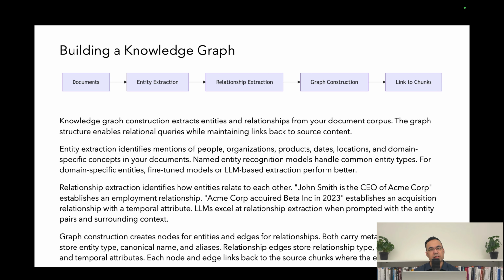Now, deduplication is pretty important as well. The same entity may appear with different names across documents. For example, John Smith, J. Smith, the CEO might all refer to the same person. Entity resolution merges these into a single canonical node while preserving the alias for retrieval.